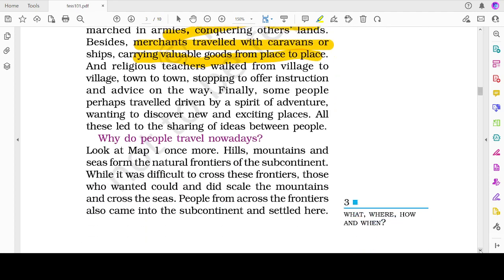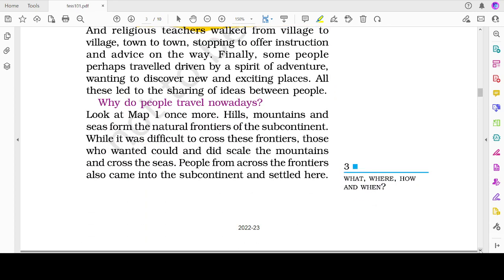Why do people travel nowadays? We can now say why we travel now. There must be some reason. As people were traveling back in olden days, why were they traveling? They were traveling in search of food. They were traveling to exchange their products. They were traveling to preach. So now, why are we traveling?